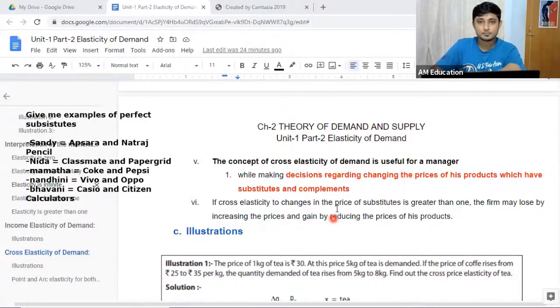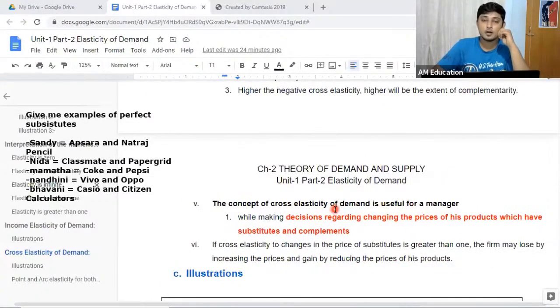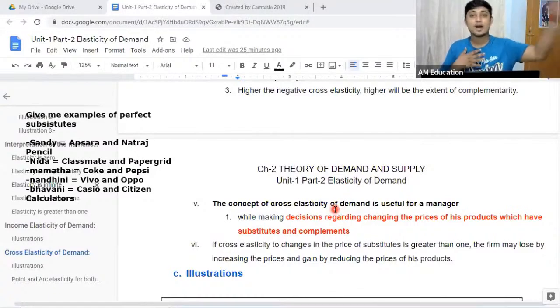Now that you know what will happen if you increase the price of a substitute or increase the price of a complement, right? Your good might be a substitute for another product. Your good might be a complementary for another product. So if you are increasing the price of your product, your substitutes' demand will also increase, and your complementaries' demand will decrease. So your price will also impact your substitutes and your complementary goods. Clear? The same way their price will impact your demand, your price will also impact their demand. Clear?